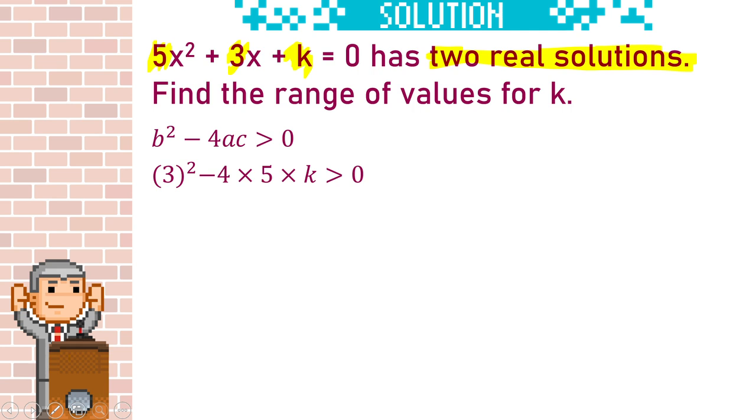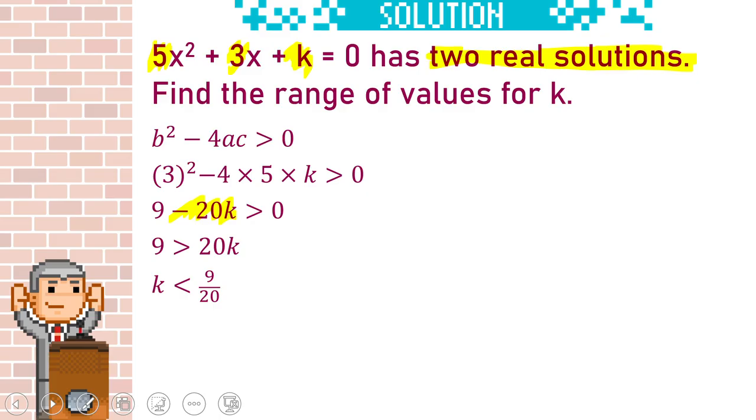I then simplify it. 3 squared is 9, and -4 times 5 is -20. I then get k by itself, so I get rid of the -20k, so I plus 20k to both sides, and then I have to divide by 20 to get k by itself, so k will be less than 9 over 20.